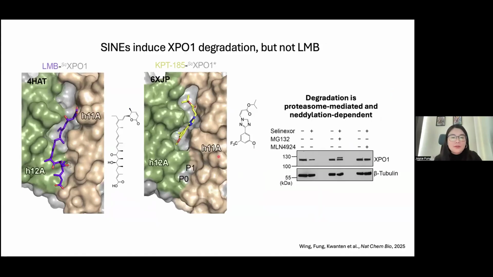lab. So what is special about these SINEs is that in addition to Expo1 inhibition, people have observed that it caused Expo1 degradation. And that is not the case for leptomycin B.